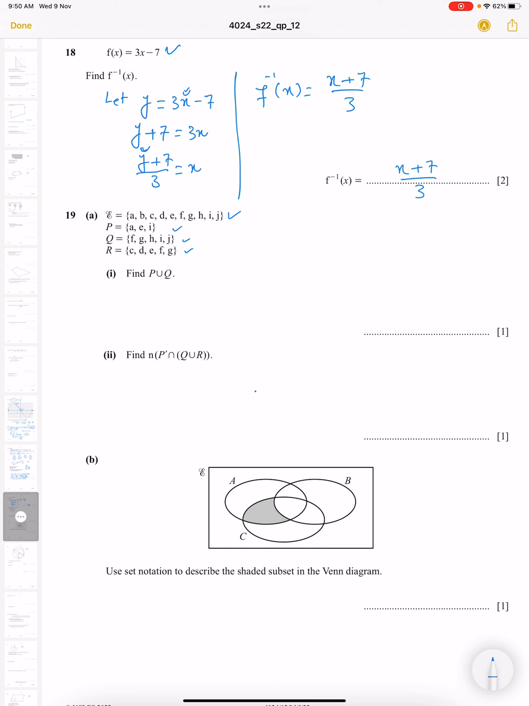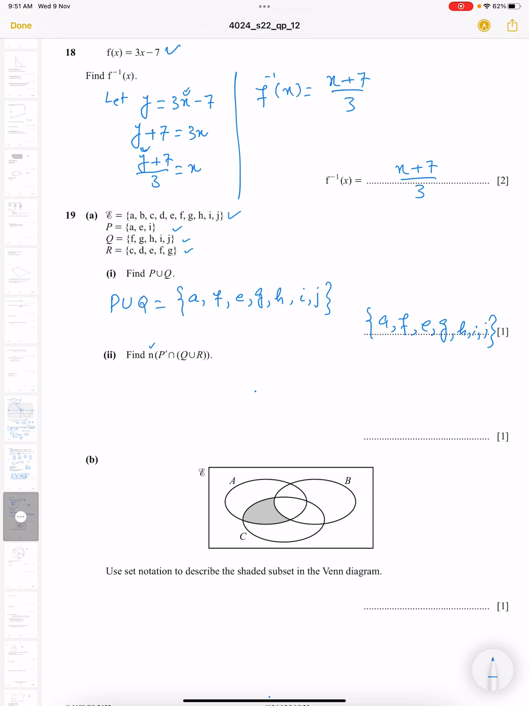You have to find out P union Q. You know, in union we combine all the elements. So it is P union Q, so we will combine elements of P and Q. So A, F, E, G, H, I is repeating, we will write only once, and J. This is P union Q. Write down in answer space: A, F, E, G, H, I, J. That's it.